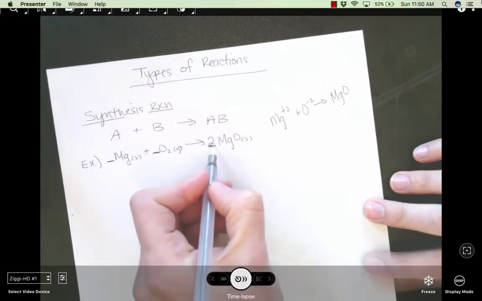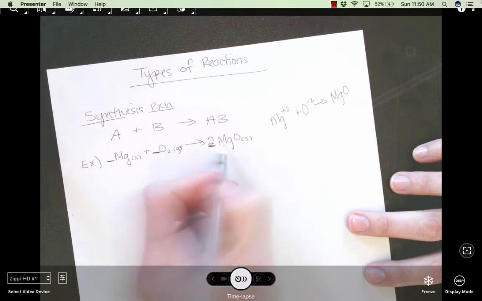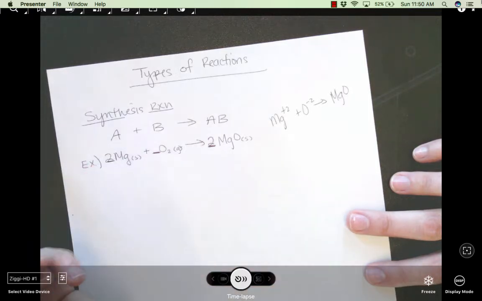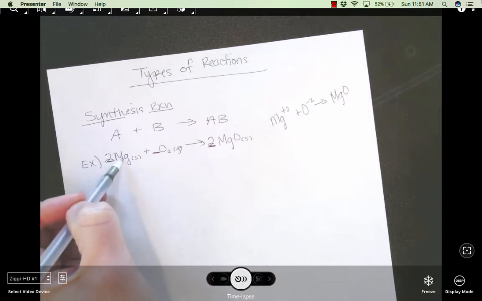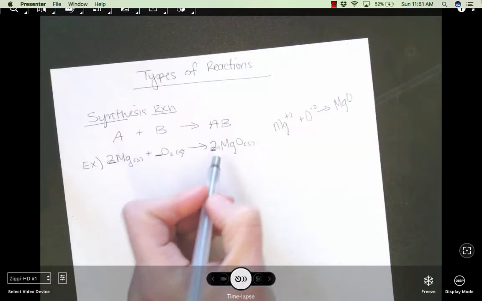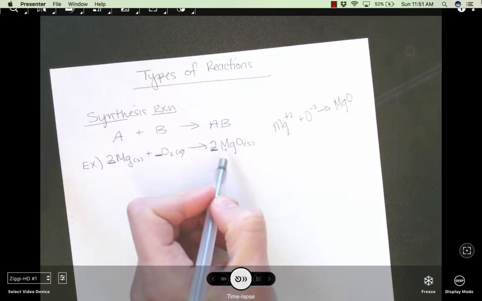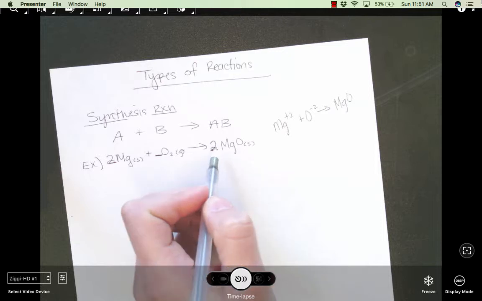So I'm going to put a 2 coefficient in front of magnesium oxide, which tells me that I got 2 oxygens out. However, this now tells me that I have 2 magnesiums as well, so I'm going to go back and put a 2 in front of magnesium. So really what this shows is that I took 2 atoms of magnesium, combined them with 1 diatomic oxygen molecule, and produced 2 magnesium oxide compounds. So that's a synthesis reaction: A plus B equals AB.